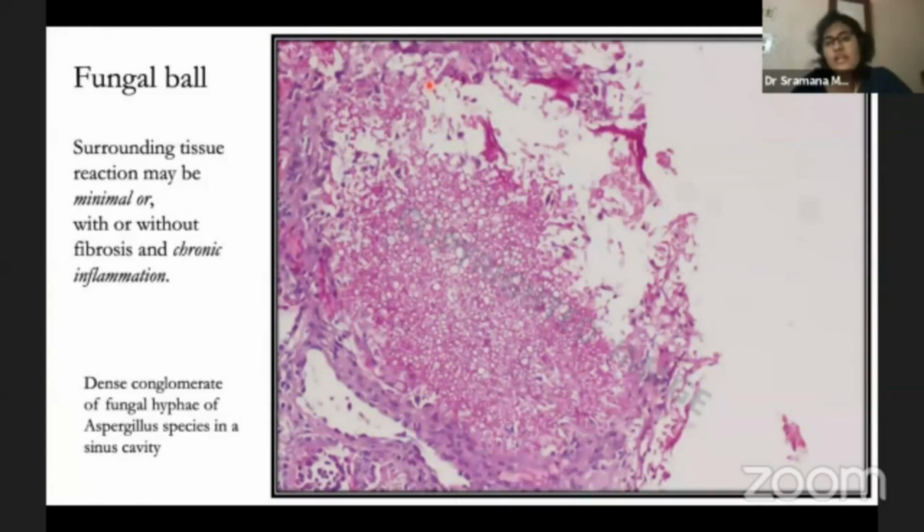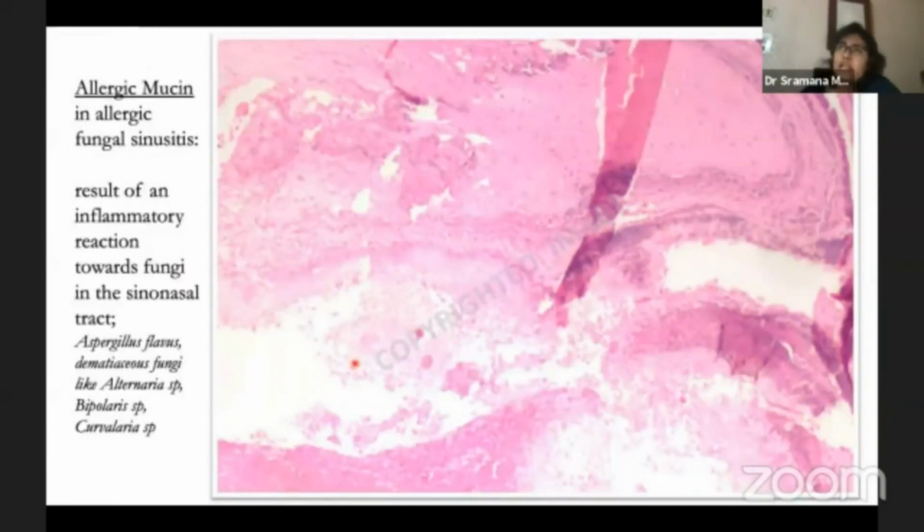Now, a fungal ball, if it is not very chronic, may not induce inflammation, or if it is a chronic one, it can induce fibrosis and chronic inflammation. So this was a fungal ball caused by dense conglomerate of fungal hyphae in the nasal cavity. In allergic fungal sinusitis, which is caused by Aspergillus species as well as dematiaceous fungi, you see allergic mucin, which is characterized by layered eosinophilic mucin alternating with layers of degenerated eosinophils. So this is a non-invasive form. So mind you, as a pathologist, it's our role to say whether the tissue is getting invaded by fungus.